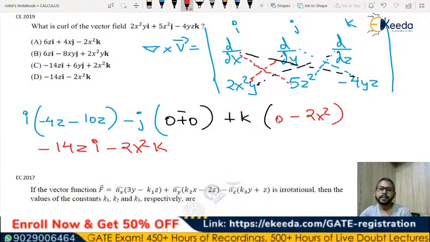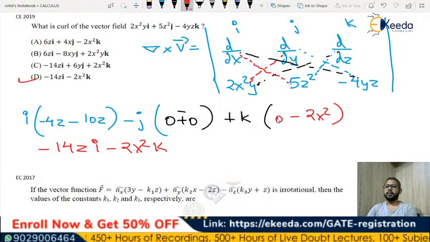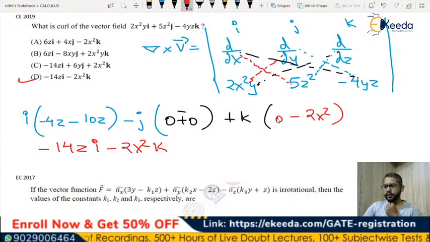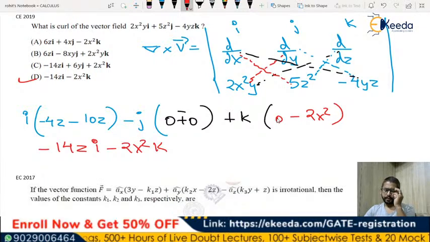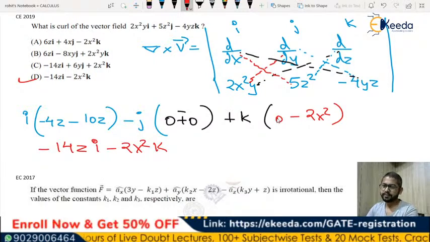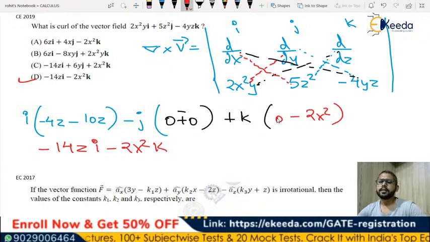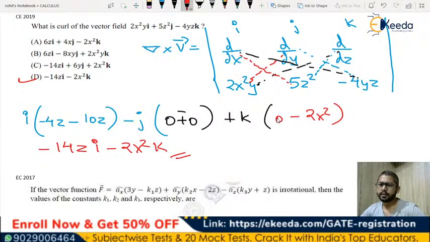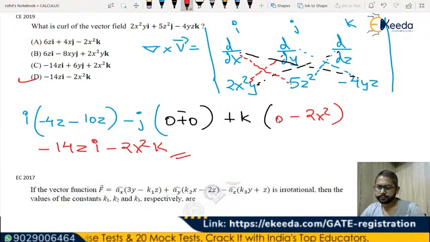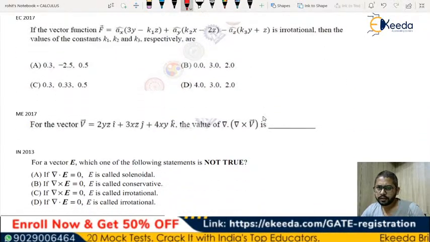So what is the result? The result is D. Right? Small calculations required, and I mean, you don't have to calculate, you have to just differentiate. Calculations are not required because no point is given here. So this is going to be the answer. That's it, done. Next question.